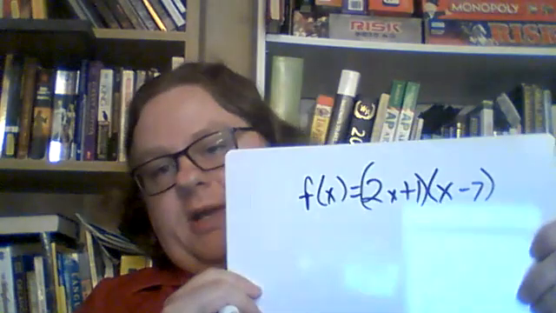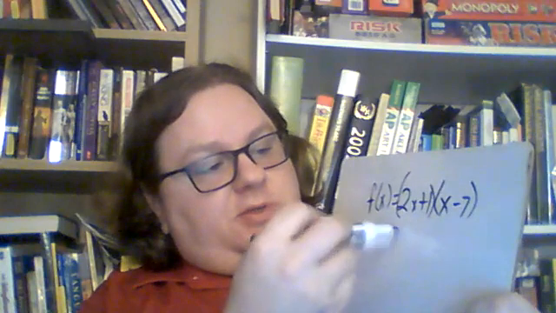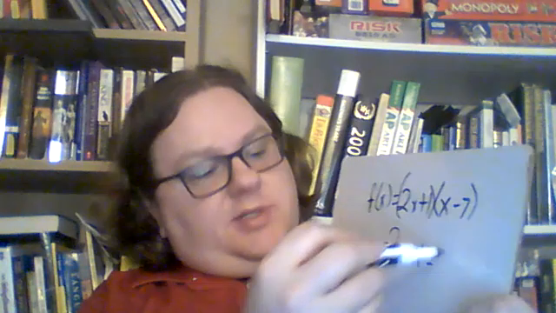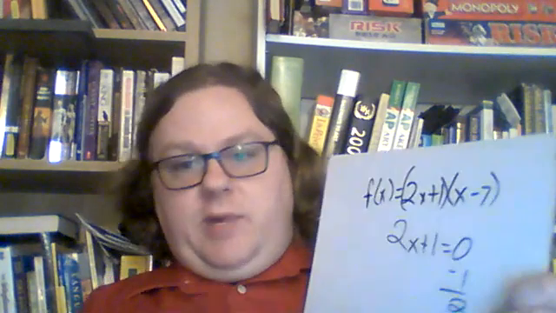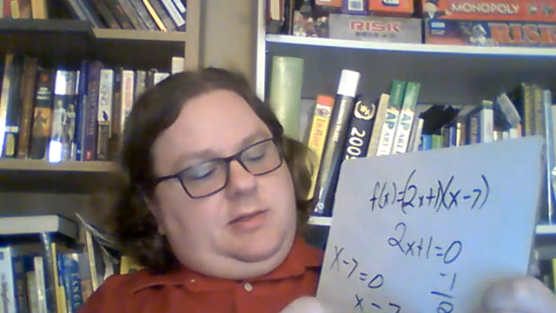Determine the x-intercepts of f of x equals (2x plus 1) times (x minus 7). There are two x-intercepts. So what you do is you take each one of them, and I think we did this a little bit earlier, set them equal to 0. So 2x plus 1 equals 0 gets you negative 1, divided by 2, gets you negative 1/2. x minus 7 equals 0 gets you x equals 7. So you've got 7 and negative 1/2.